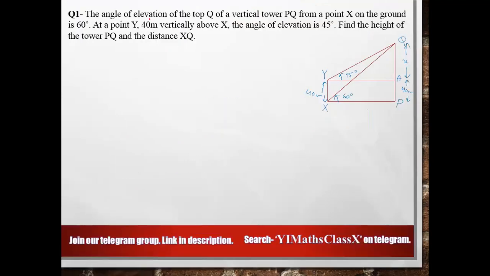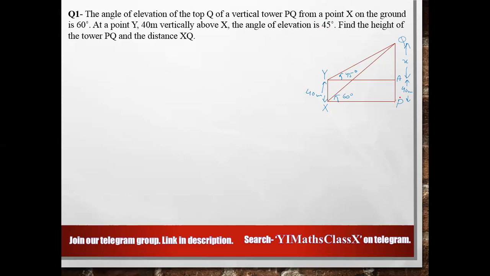This is a question. The angle of elevation of the top Q of a vertical tower PQ from a point X on the ground is 60 degrees. This is some point X, and PQ is a tower as given in the question. From this point X to the top Q, the angle of elevation is given as 60 degrees. It is also said that at a point Y, 40 meters vertically above X, and from this point to the point Q, the angle of elevation is 45 degrees. We have to find the height of the tower.